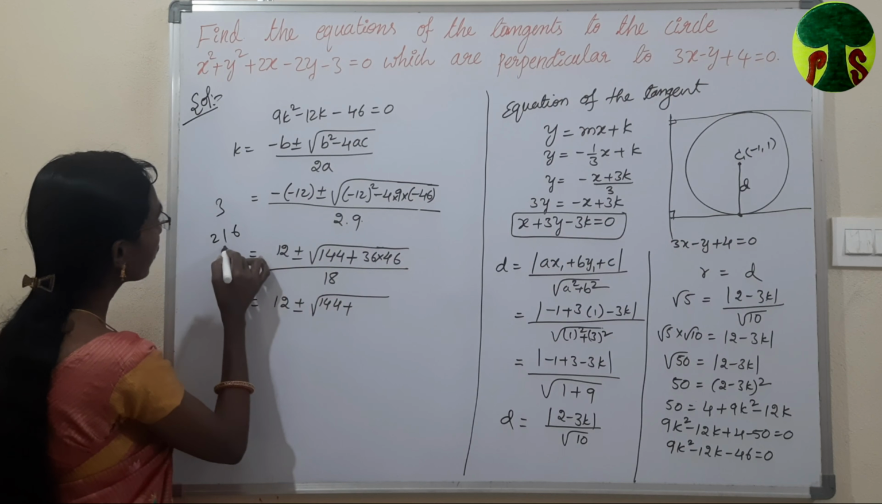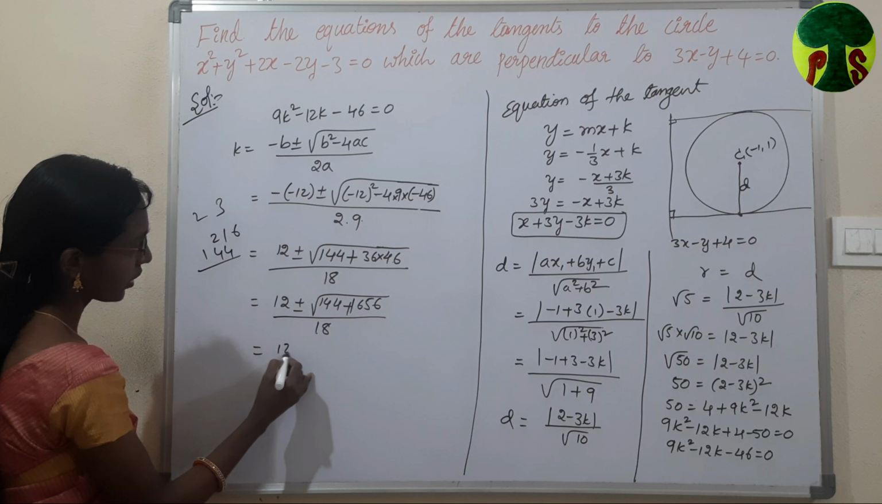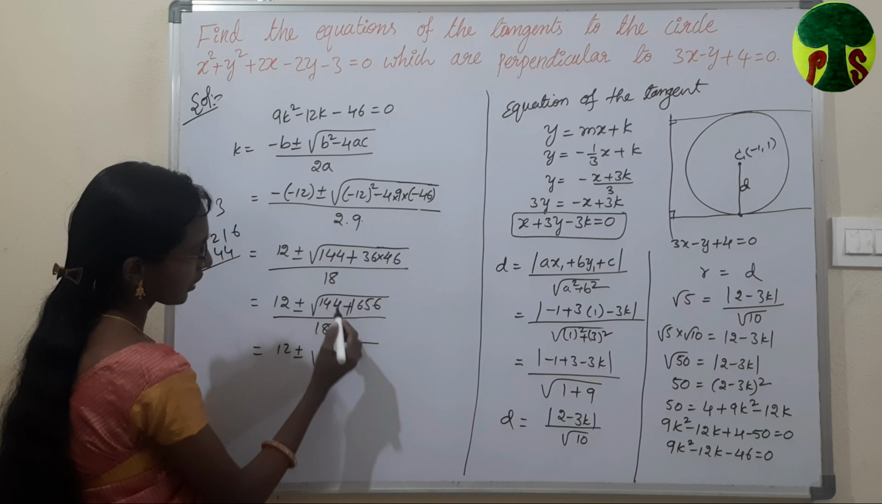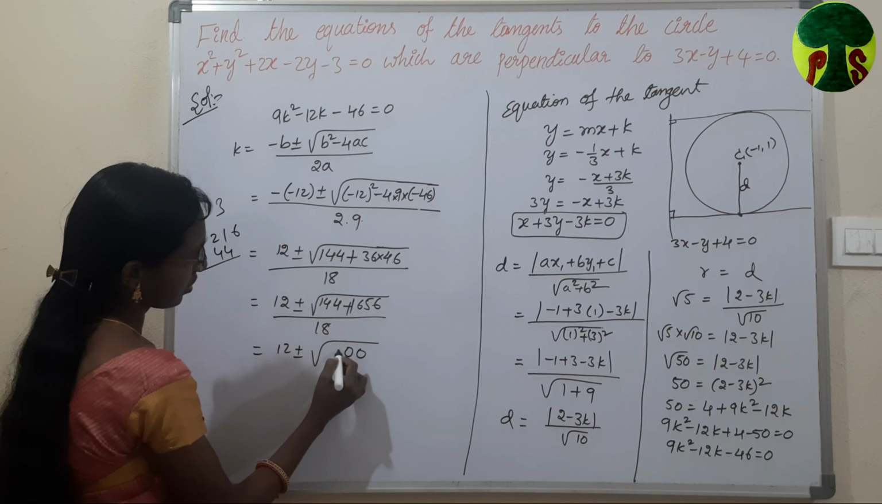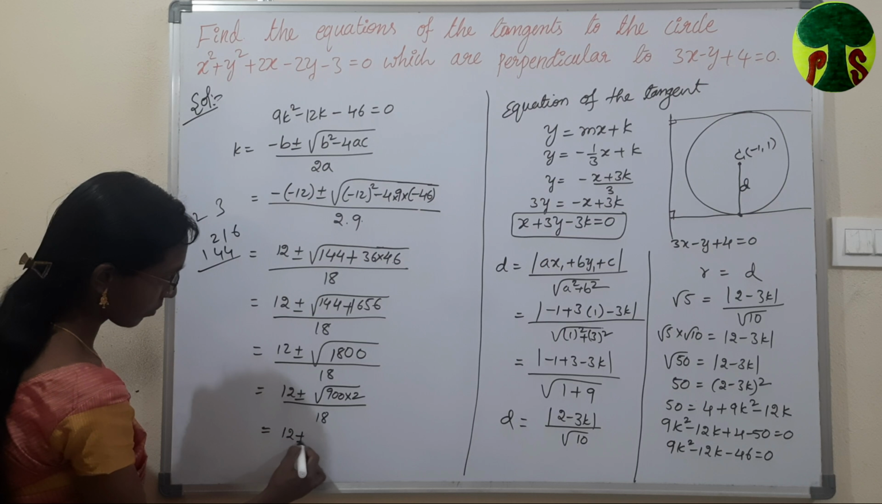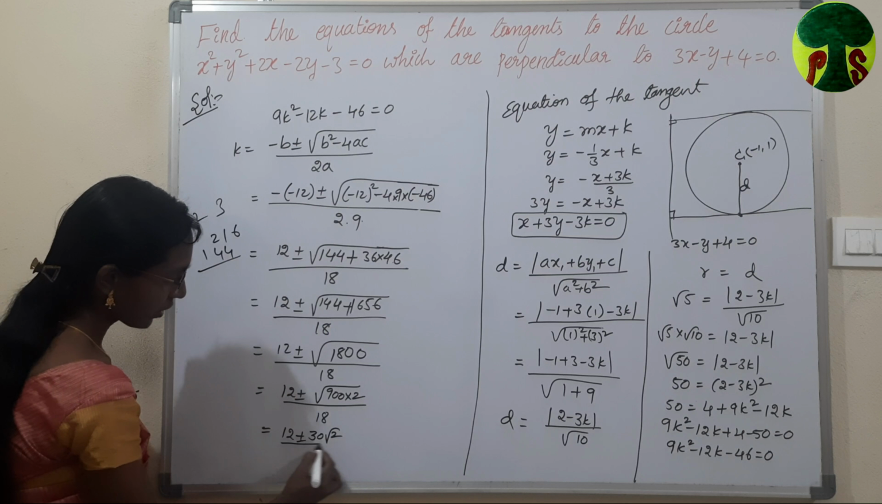So we will get 1656, so divided by 18 is equal to 12 plus or minus square root of 1800, 144 plus 1656 is 1800, divided by 18. That is equal to 12 plus or minus, we can express this as square root of 900 into 2, 900 into 2 divided by 18. This is equal to 12 plus or minus square root of 900, whose value is 30, 30 root 2 by 18.